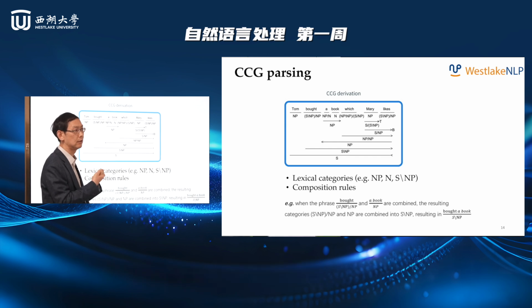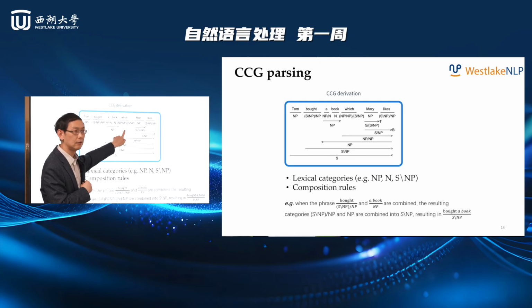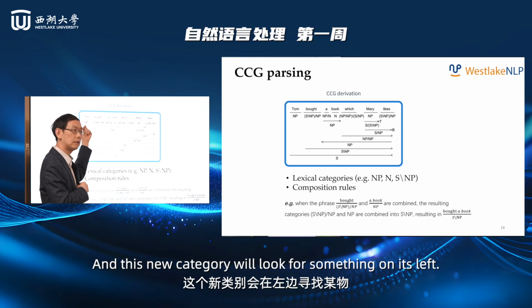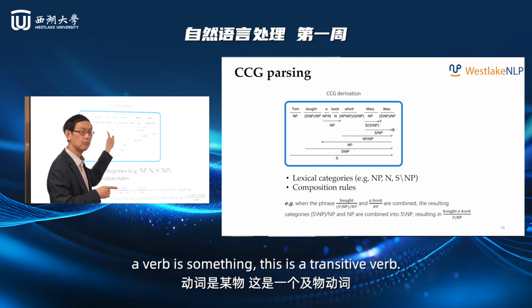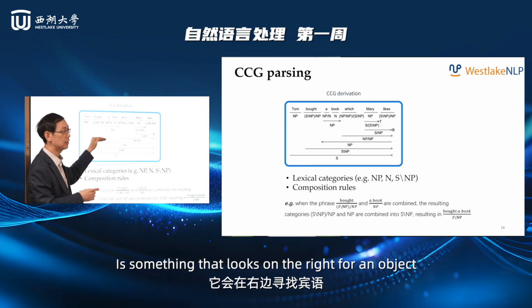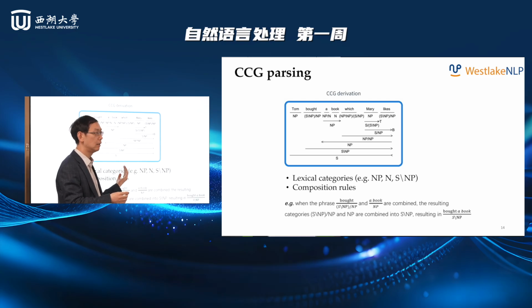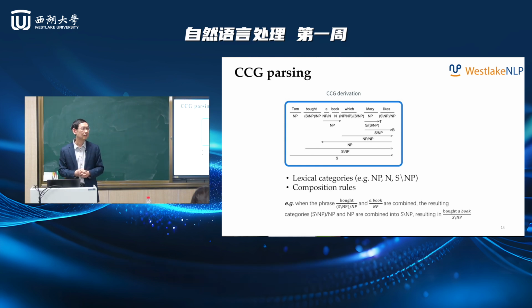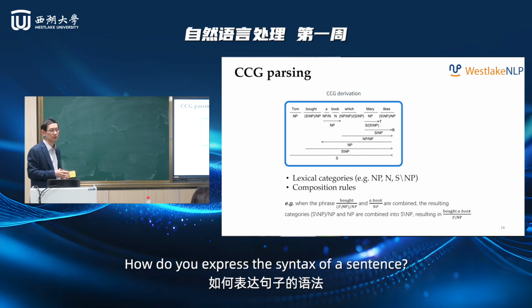So they compose, okay? What do you think it is looking for on its right? The object, right? What is bought, to get this new category. And this new category will look for something on its left. What do you think it is? It's the subject. So a transitive verb is something that looks on the right for an object and then looks on the left for a subject, and composing them ends up with a sentence. All right, this is just to show you another formalism for how to express the syntax of a sentence.